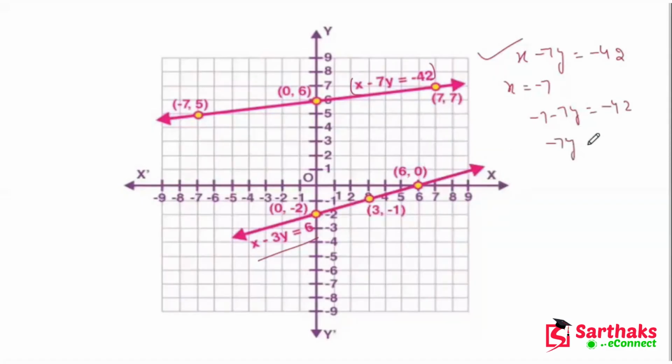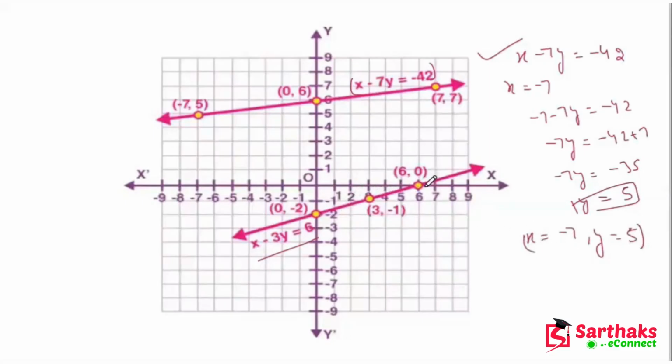Minus 7y is equal to minus 42 plus 7, so minus 7y is equal to minus 35. Then y becomes 5. Okay, so we have two coordinates: x is equal to minus 7 and y is equal to 5. Now putting the values on the graph.